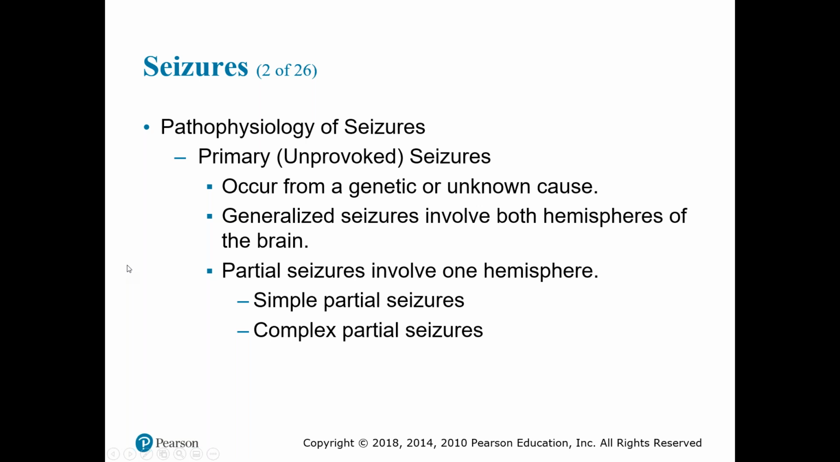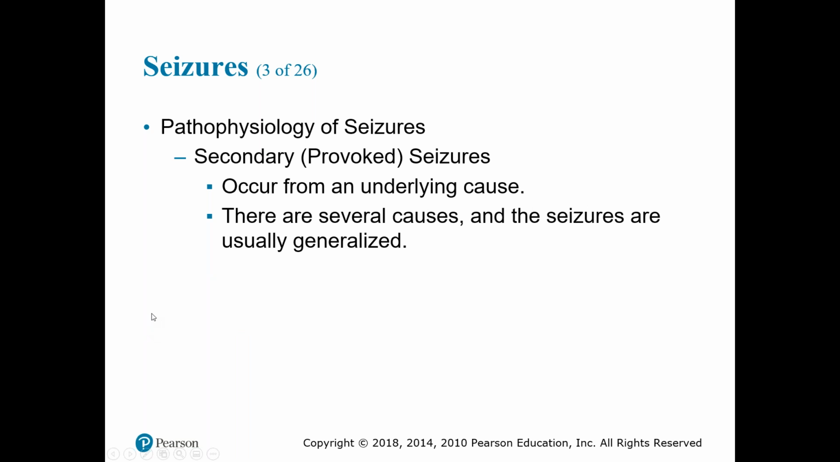Generalized seizures are going to involve both hemispheres of that brain. So when both hemispheres are affected, we see that violent jerking movement. When we see simple or complex partial seizures, then generally one body system is going to be affected.